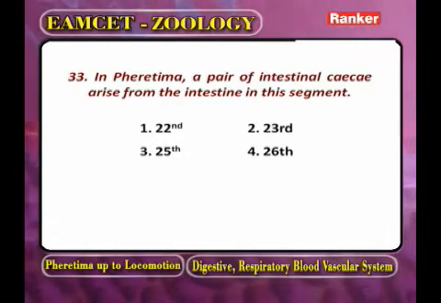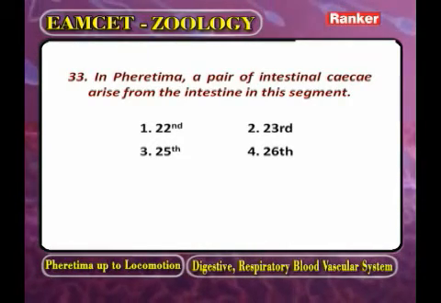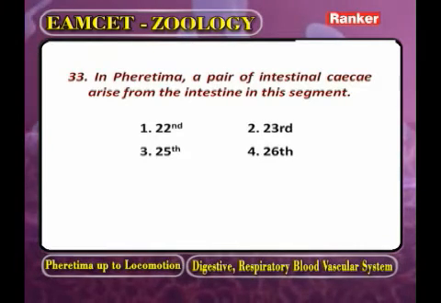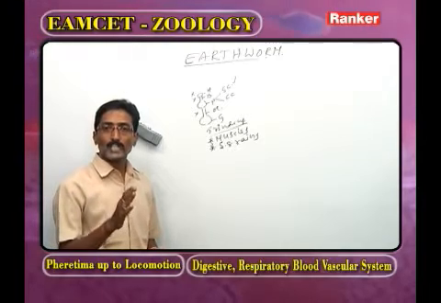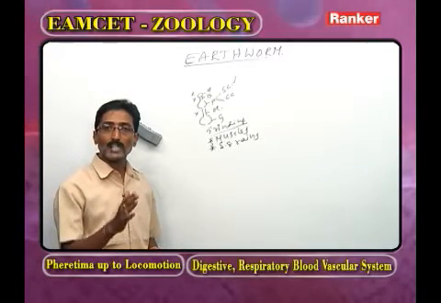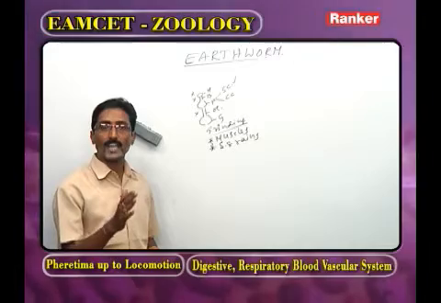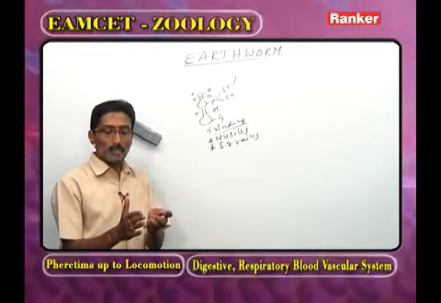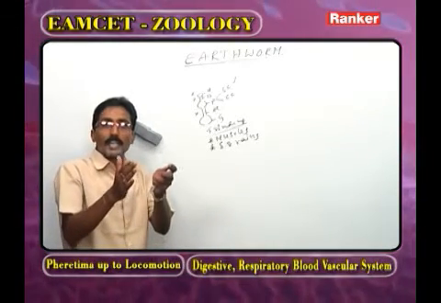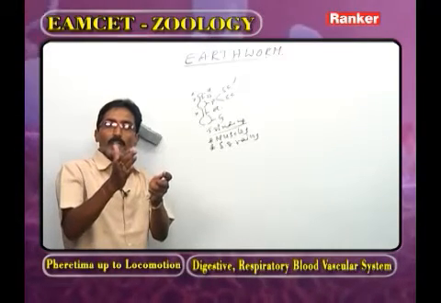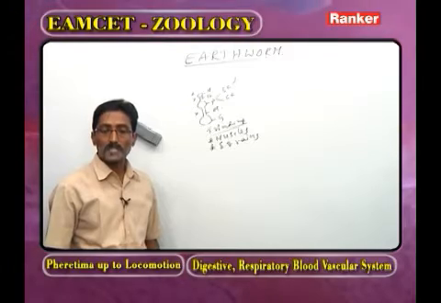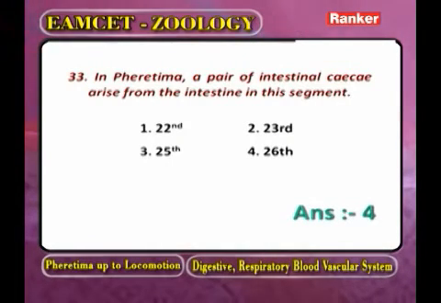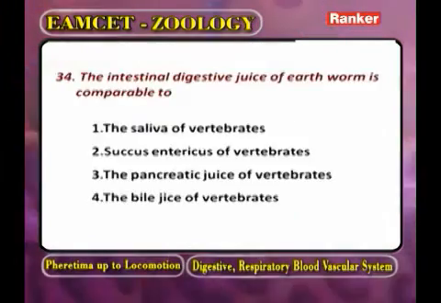In Pheretima, a pair of intestinal caecae arise from the intestine in this segment. We already got information regarding this question. Now in the body of the earthworm, the segment from which the intestinal caecae arise is the 26th. From the 26th segment, they extend up to the 24th or 23rd. The correct answer is the fourth option, that is the 26th segment. Now move on to the next question.